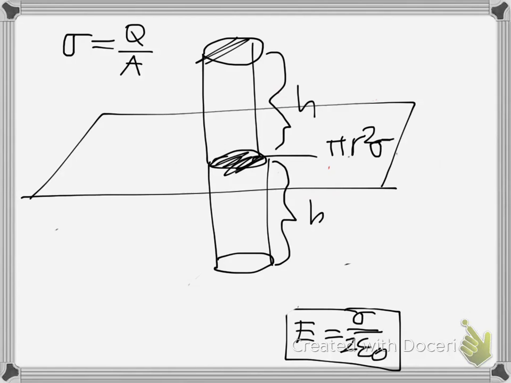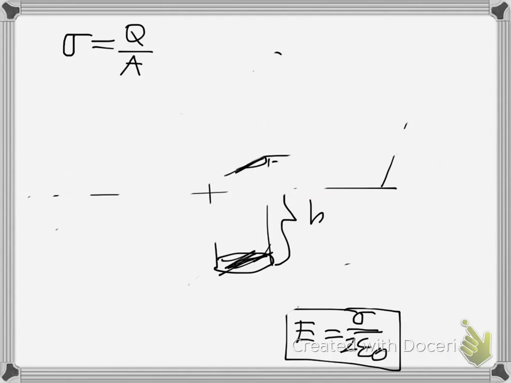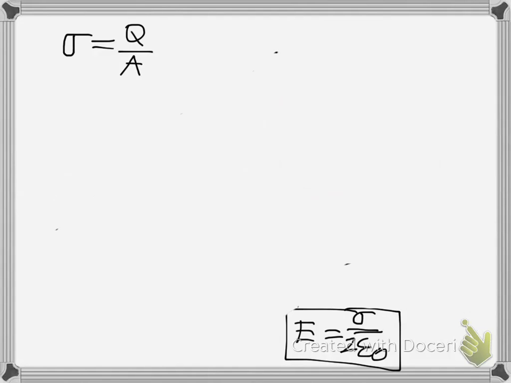Then we used Gauss's law to find the electric flux coming out of these two circles. And we found that the electric field equals sigma over 2 epsilon naught, and it doesn't depend on the height above the charged plate. So that's what I wanted to go over in this video.